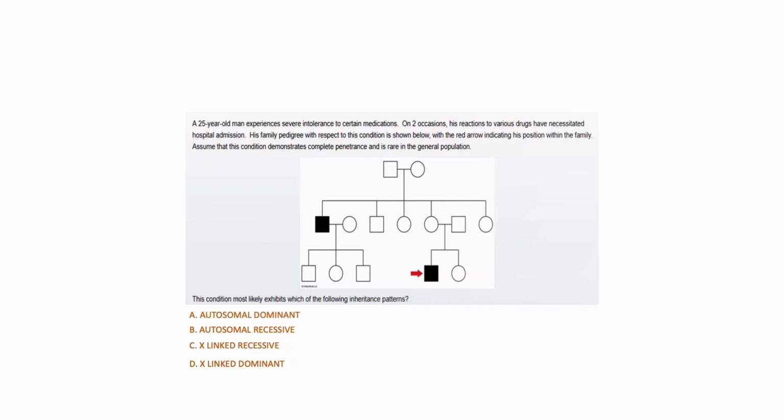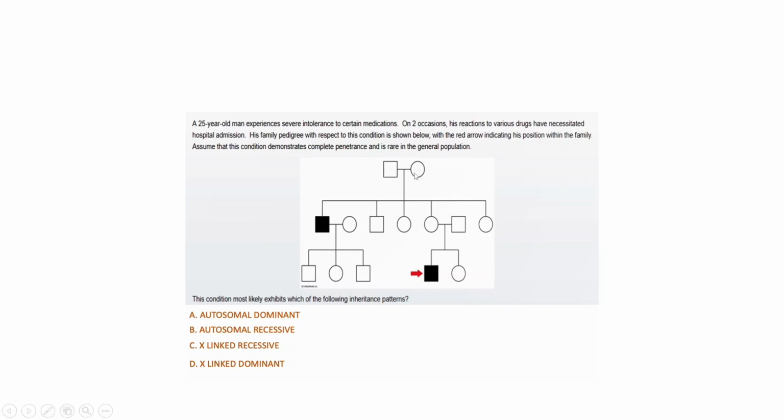Now look at this question of a 25 year old man who experienced severe intolerance to certain medications. On two occasions, his reaction to various drugs has necessitated hospital admission. His family pedigree with respect to this condition is shown below, with the red arrow indicating his position within the family. Assuming that this condition demonstrates complete penetrance, what is the likely inheritance pattern?